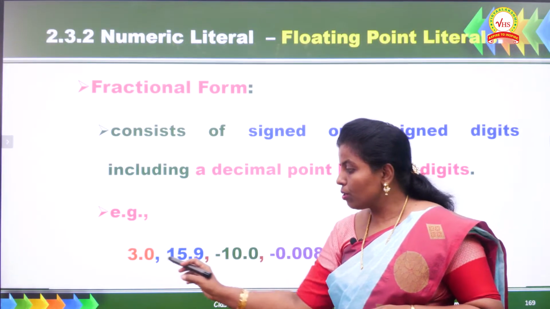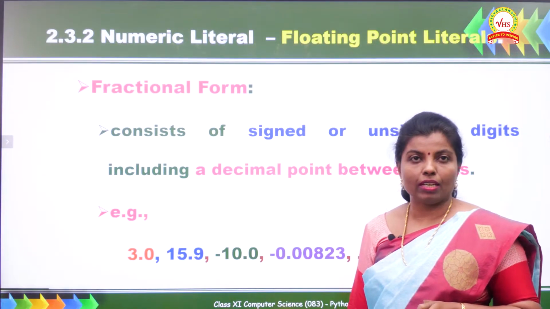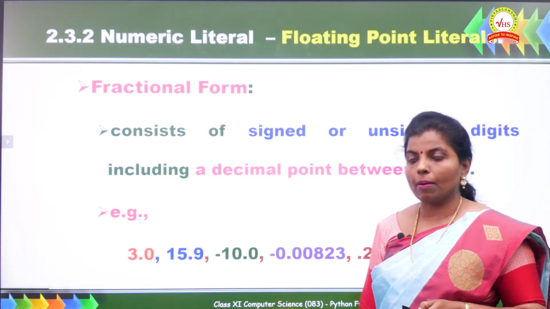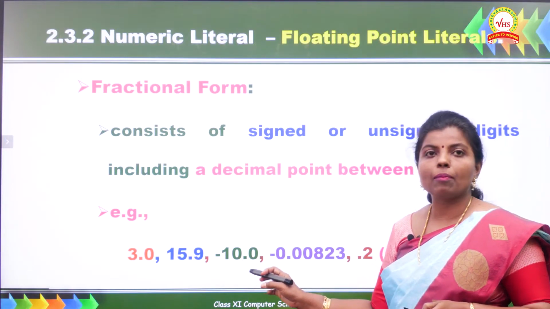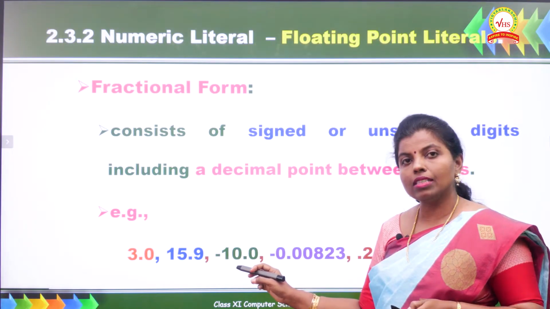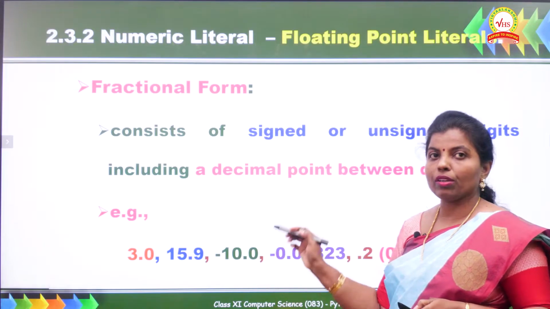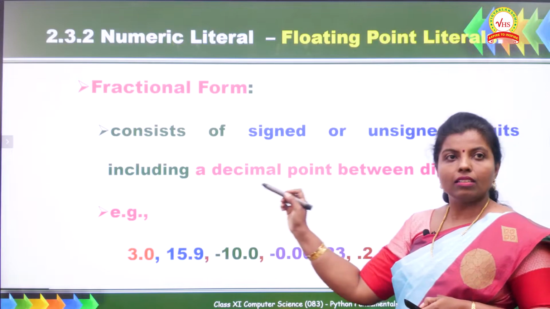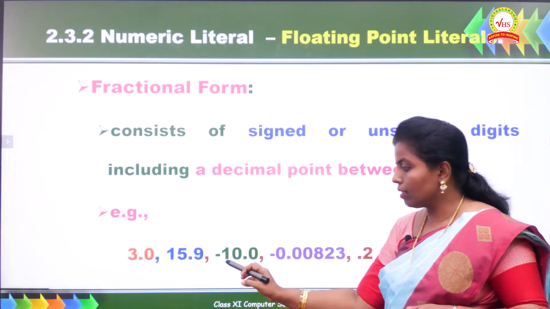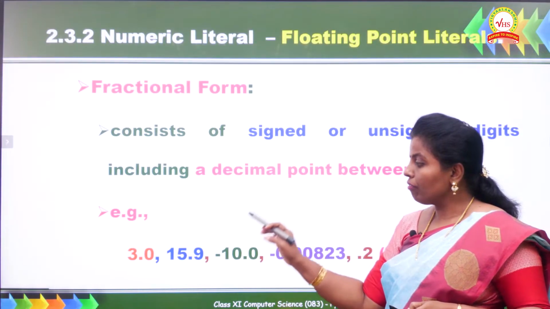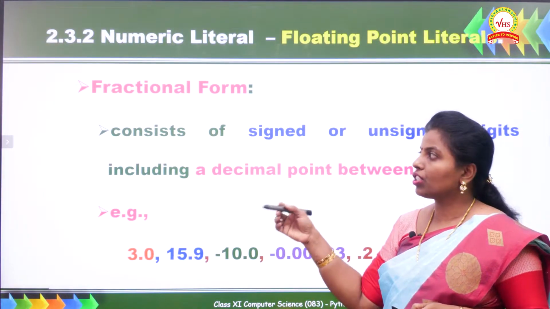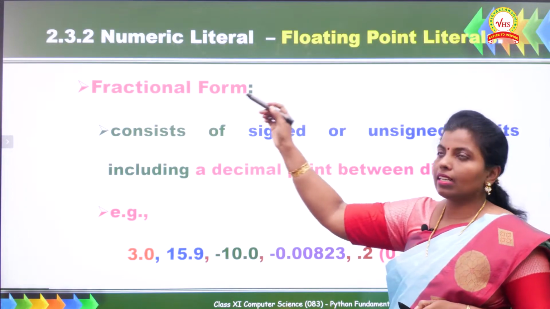For these two numbers, there is no sign before the number. When there is no sign before the numbers, they are treated as positive numbers. You can see here minus 10.0. So, this number has a sign before it, so it is treated as a signed number. You can see here signed or unsigned digits, right. So, here some unsigned numbers are there, and here there is a signed number. If unsigned or signed, if they have a decimal point in them, they are treated as floating point literals in fractional form.